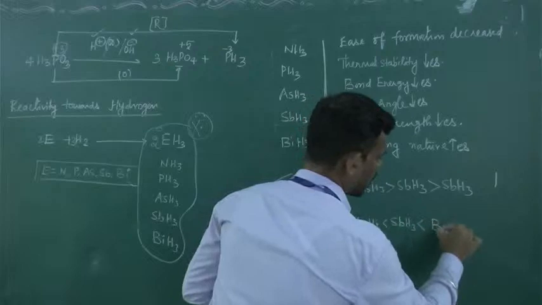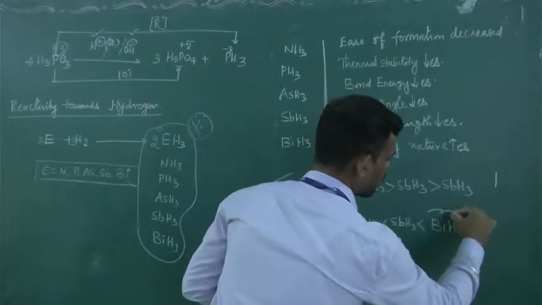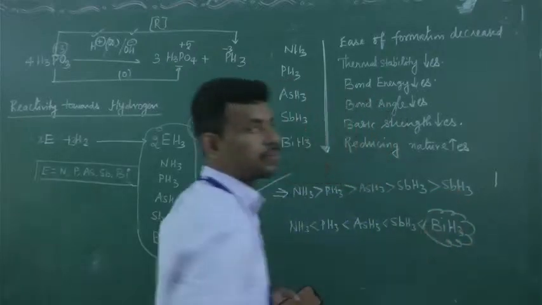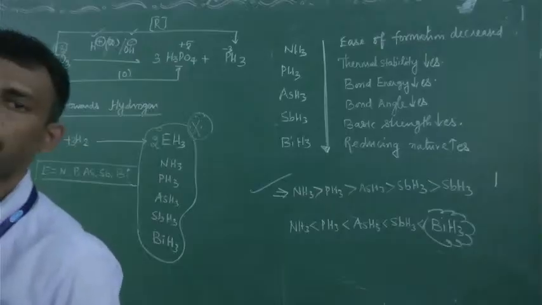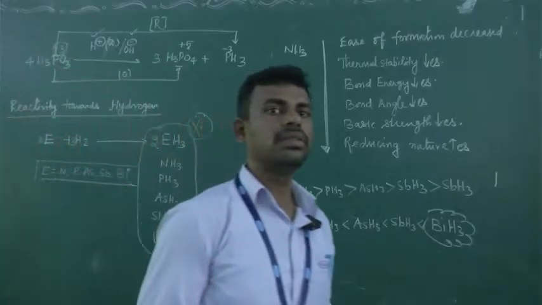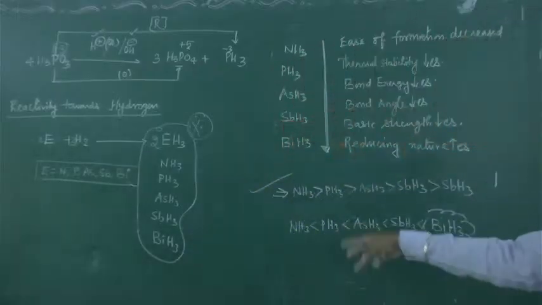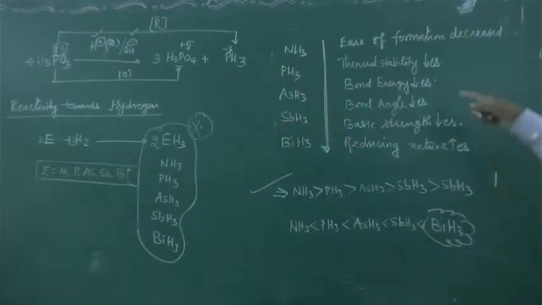Bismuth hydride. Can you tell me why the reducing power of bismuth hydride is going to be more? Why the reducing power, meaning என்ன? Why the reducing power of bismuth hydride is going to be more? இந்த ட்ரெண்ட் மட்டும் தான் ரிவர்ஸ் இருக்கு. Why? Bond distance is going to be more, அப்ப hydride donation ability is going to be more.